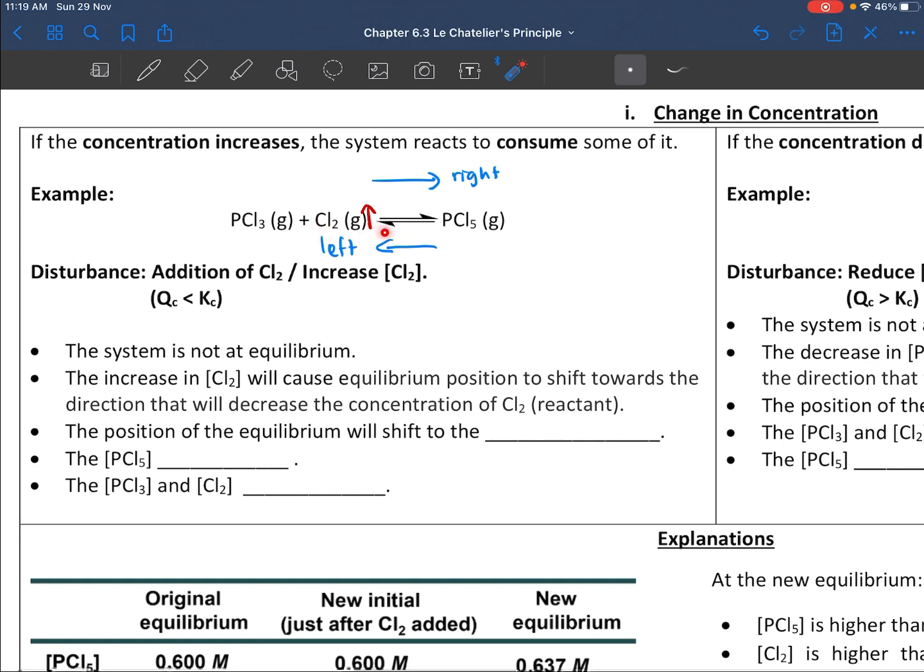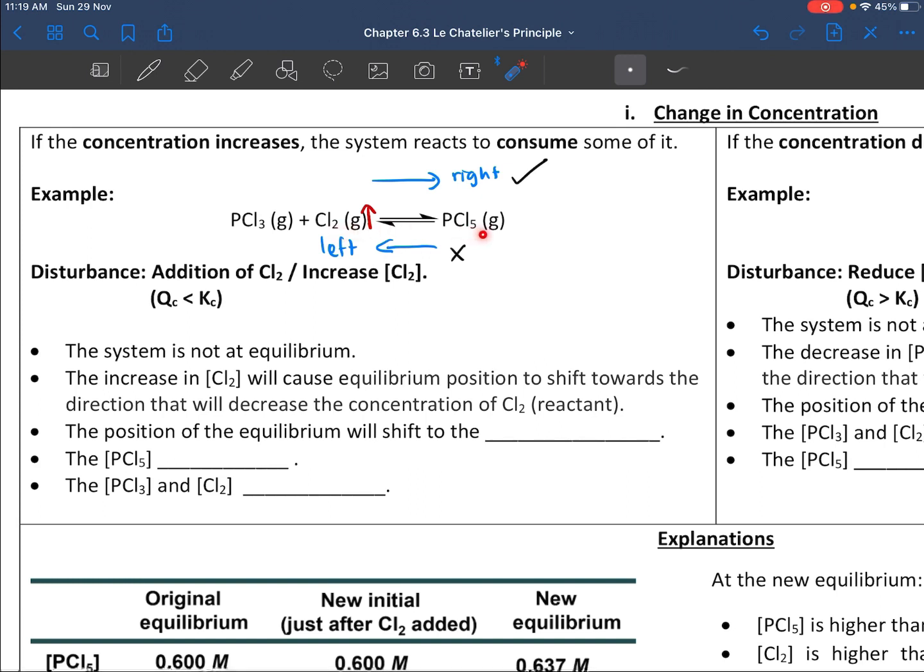Okay, so nak reducekan concentration Cl2 ni, kita sepatutnya shift to the right, bukan shift to the left. Sebab apa? Sebab when we shift to the right, Cl2 dengan PCl3 will combine to form PCl5. That means concentration of Cl2 akan berkurang sebab dia akan menghasilkan lebih banyak PCl5. So bila concentration Cl2 berkurang, kita berjayalah untuk dapatkan balik equilibrium tadi.